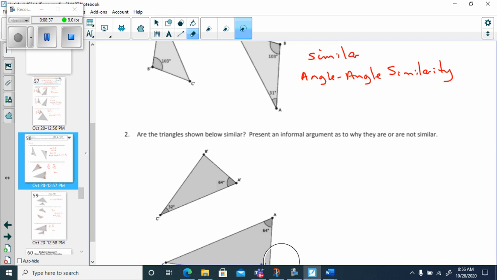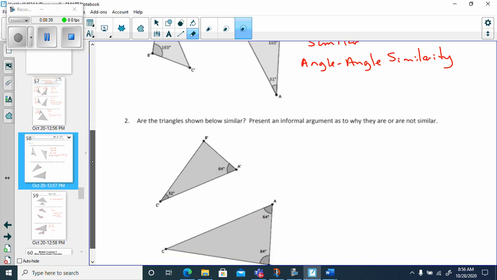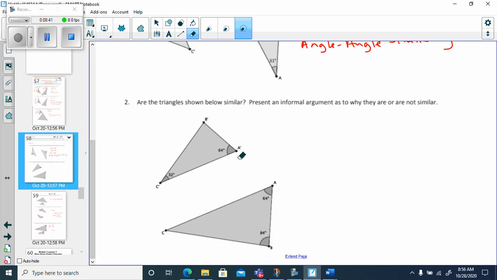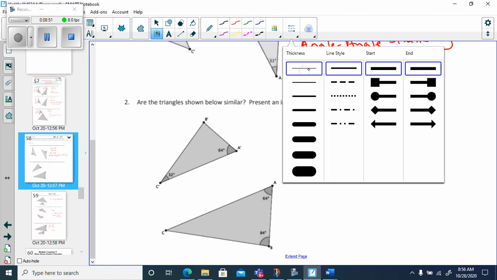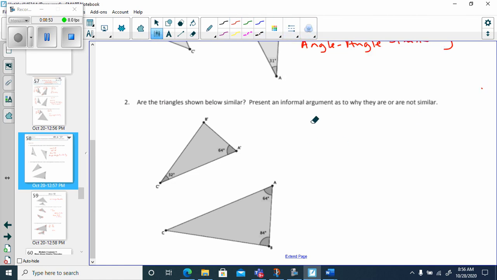Are the triangles shown below similar? Present an informal argument. Well, let's look and see. Angle A is congruent to angle A prime. Remember, we're looking for two sets of corresponding angles that are congruent. If so, the two triangles are similar. Angle A is congruent to angle A prime. They're both 64 degrees.